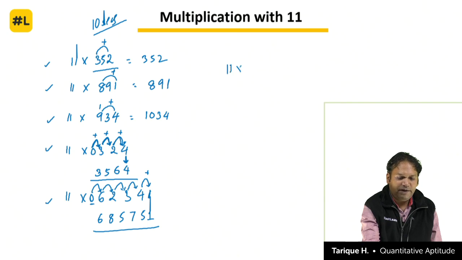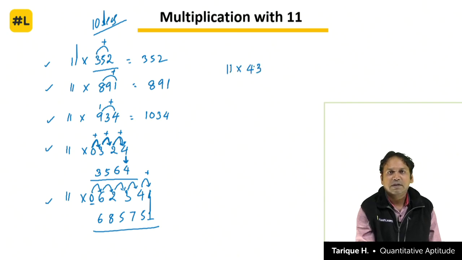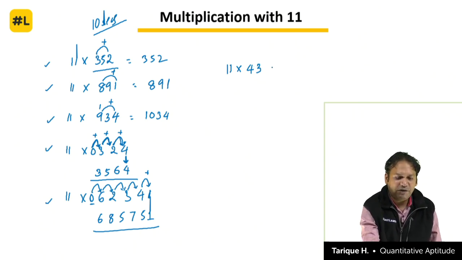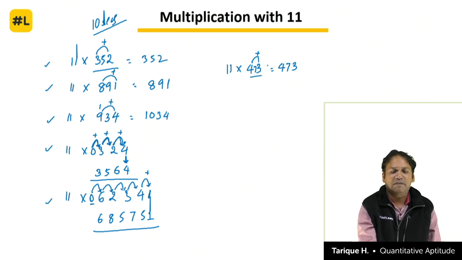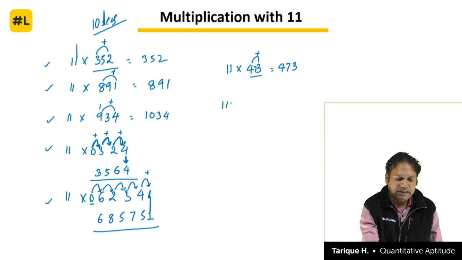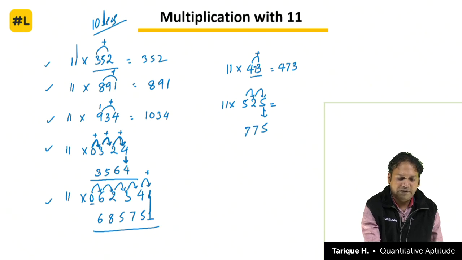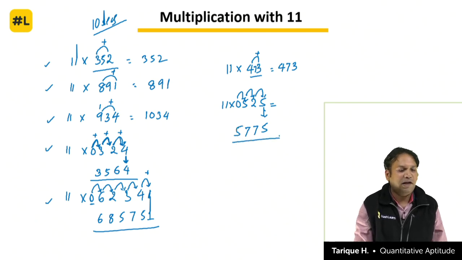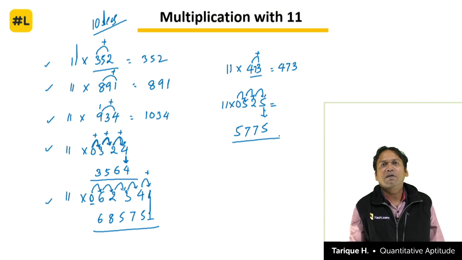So tell me what will be 11 into 43? How many seconds will it take? It should not even take 1 second for you. What is 11 into 43? 473. All you do is add this 4 plus 3 and put that in the center. 473. What is 11 into 525? 5, 2 plus 5, 7, 5 plus 2, 7 and 0 plus 5, 5. So 5775, that's it. That's all we need to know about multiplying with 11.